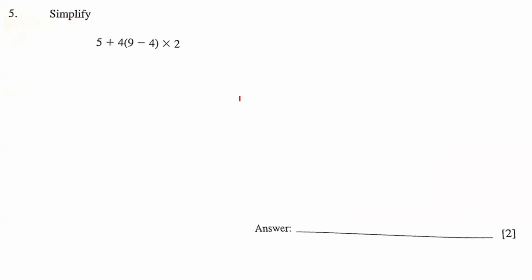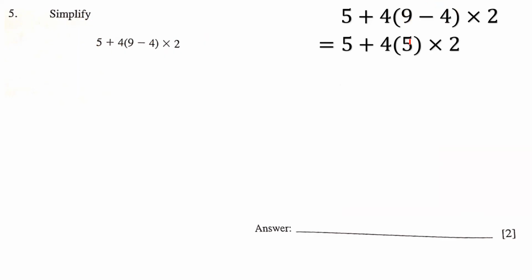All right, let's move on to question number 5. Question number 5 says that we need to simplify this numerical expression. Notice here that we need to use order of operations. And order of operations tells us that we have to do it in the parentheses first. And so we have to do 9 minus 4. Well, what is 9 minus 4? Well, 9 minus 4 is definitely 5. And so we bring down the 5, we bring down the plus sign, we bring down the times, and we bring down the 2. But we have 4 times 5.